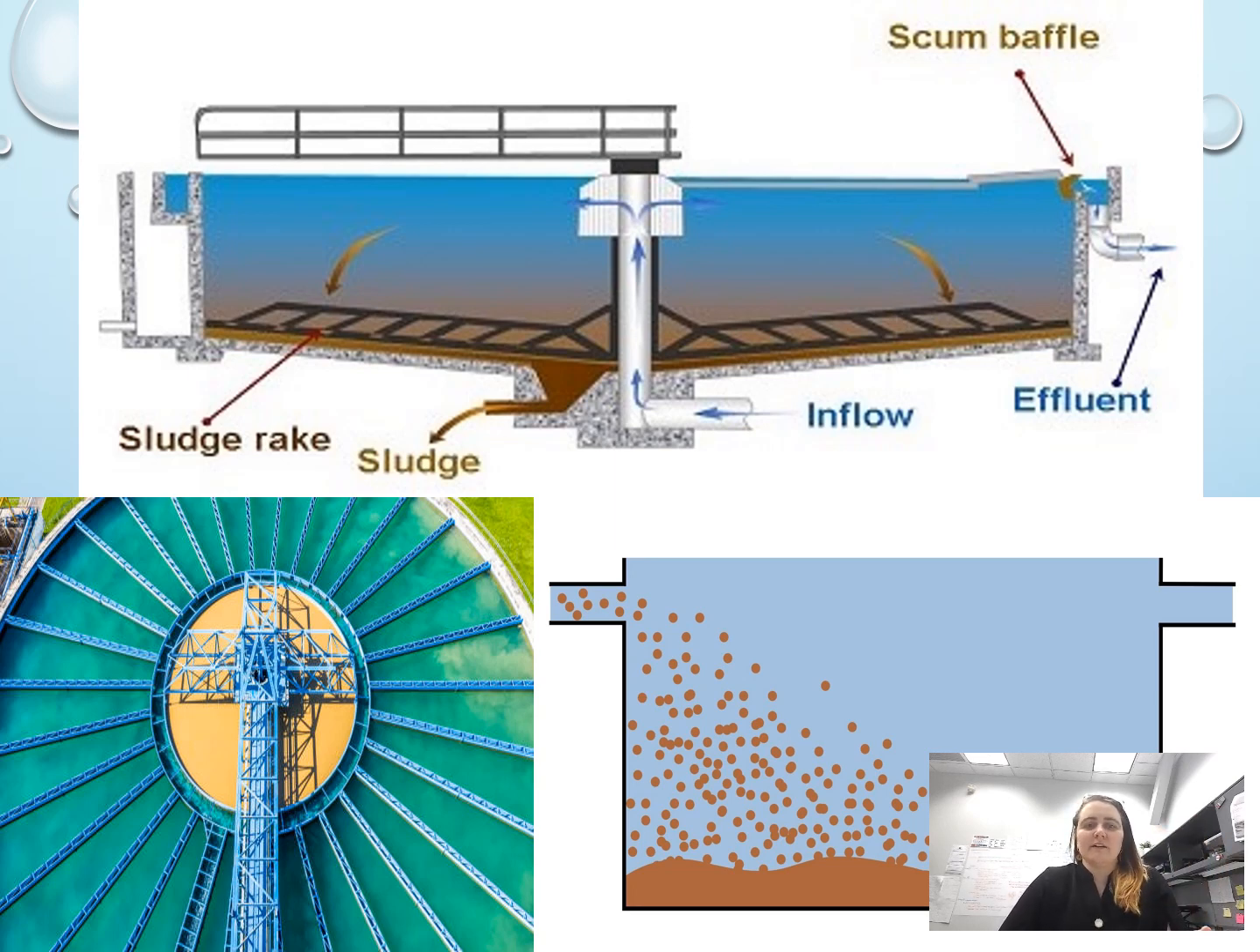Up on top, you'll see a circular design where they have these sludge rakes on the bottom to keep that sludge moving. You'll see that the water comes in at the bottom, right? It goes in this pipe at the bottom, comes up at the top, everything settles out, and then our effluent comes out the top as well. In the bottom left is just a picture of what this looks like as an aerial view. You'll see that dirty water in the middle, and then it starts to settle out on the exterior of this system.